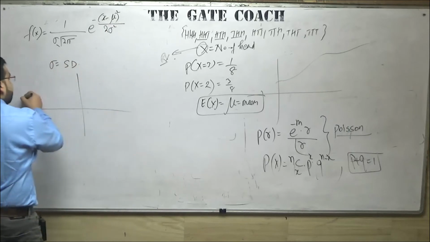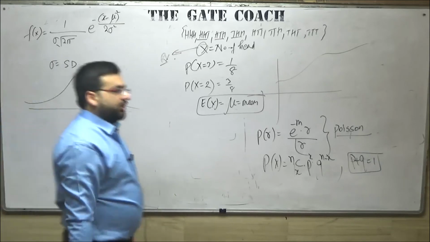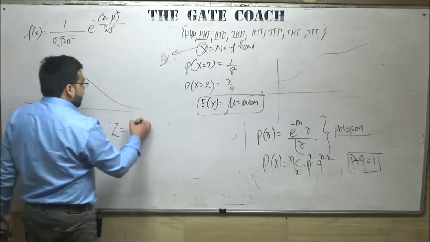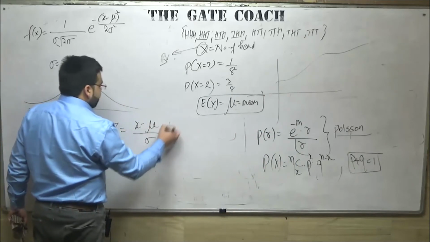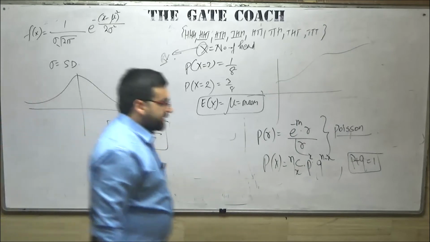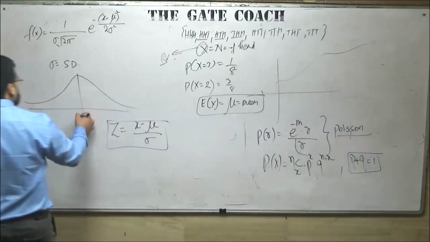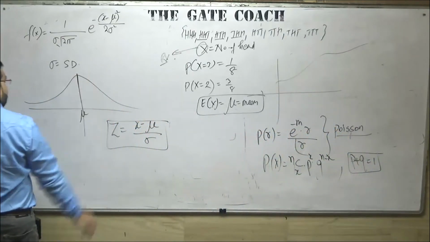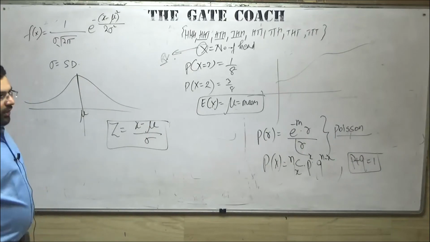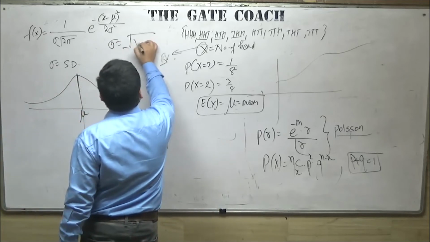The graph of the normal distribution is a bell-shaped curve, it goes like this. And we discussed the properties of the normal distribution curve and how you get the value of this z. z is equal to x minus mu upon sigma. And how do we get the value of this z? I already told you. This is the mean value, mean. Sigma is the standard deviation, which is the under root of variance.